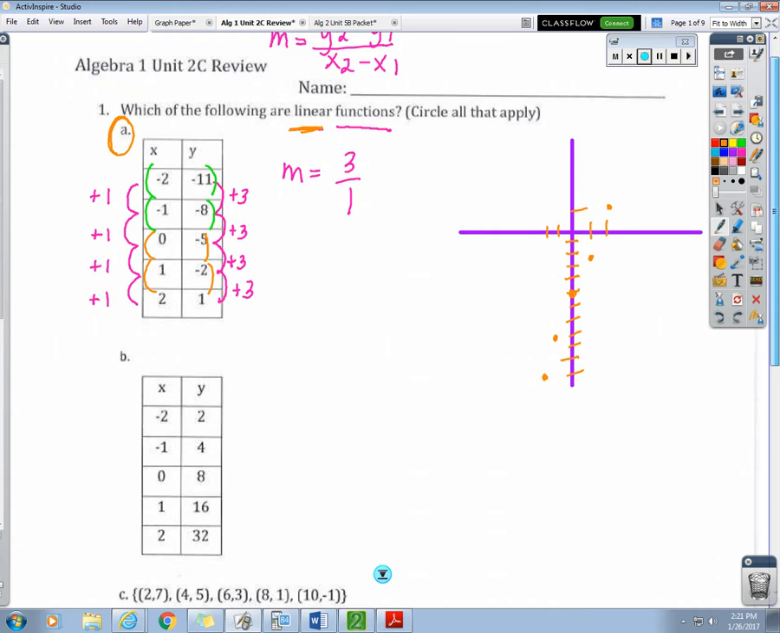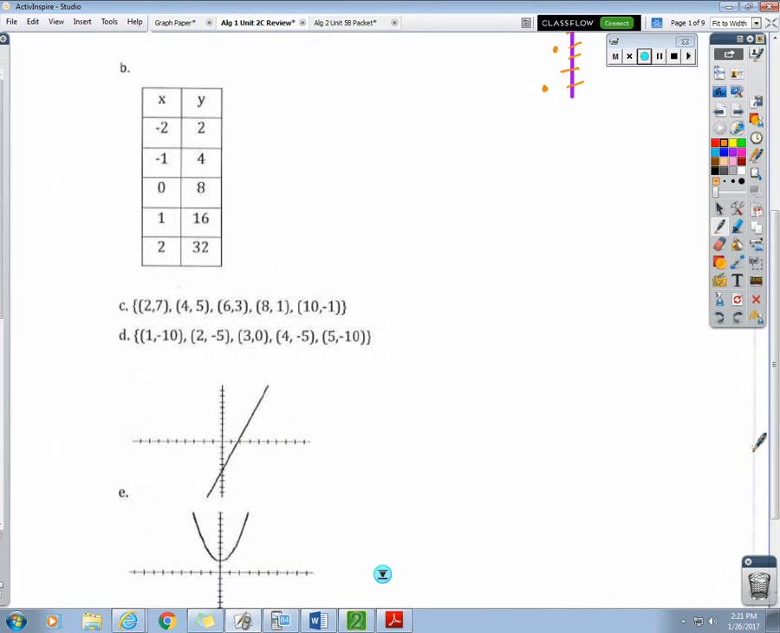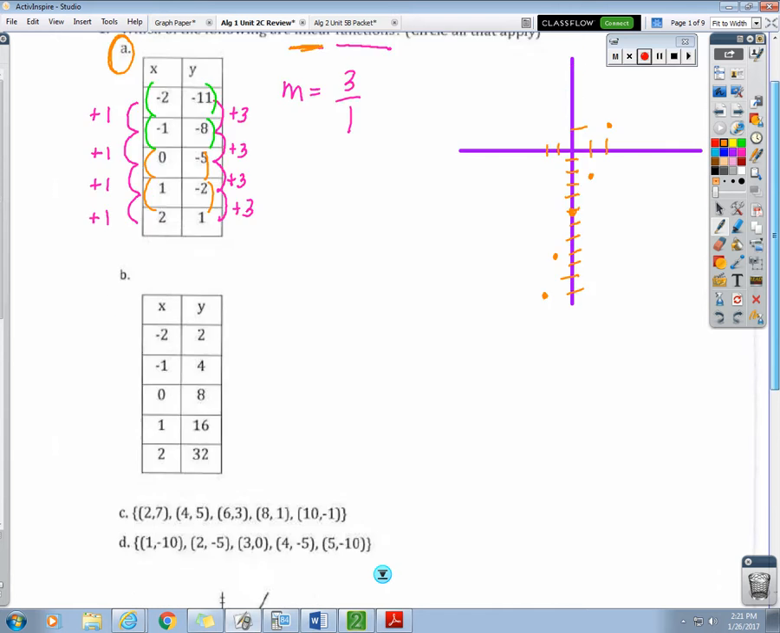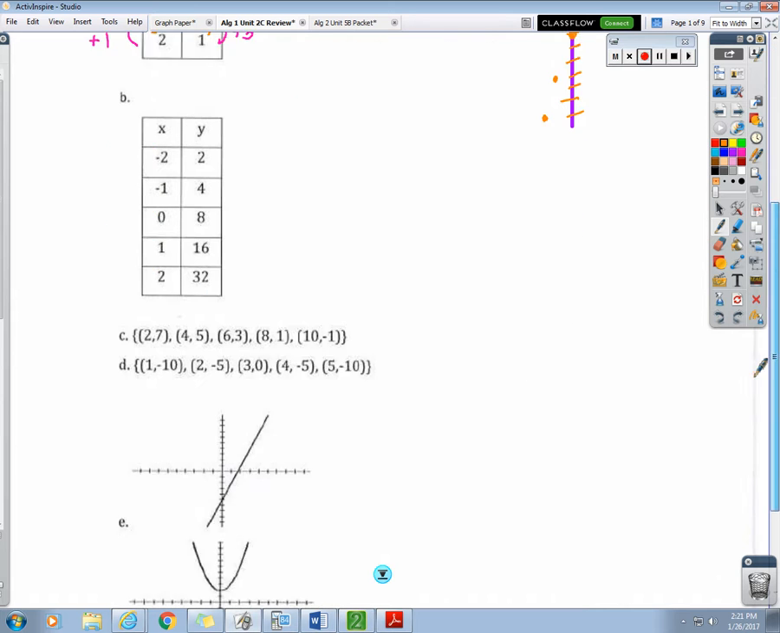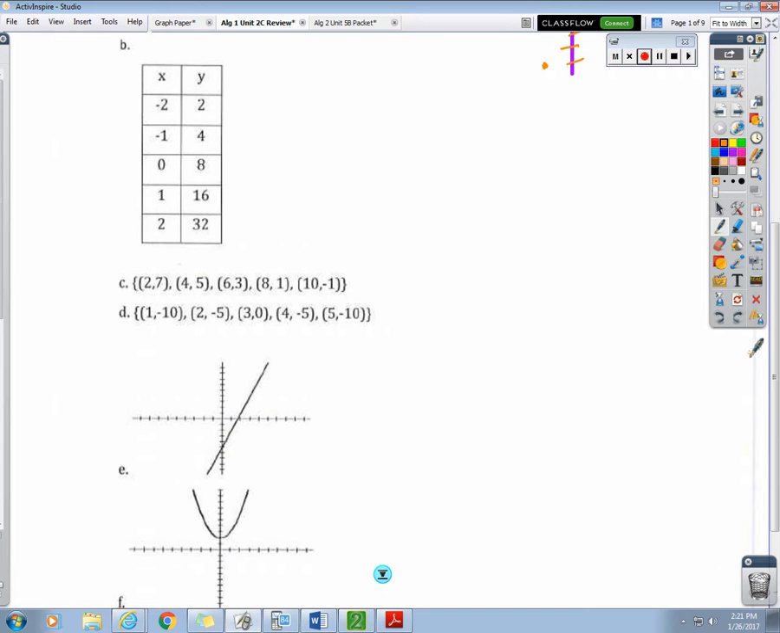Okay, so let's look at B. We need to determine if it's linear, because this said shade or circle all that apply. So there could be more than one right answer. Alright, let's do the pattern way first. In the x column, what's going on every time?